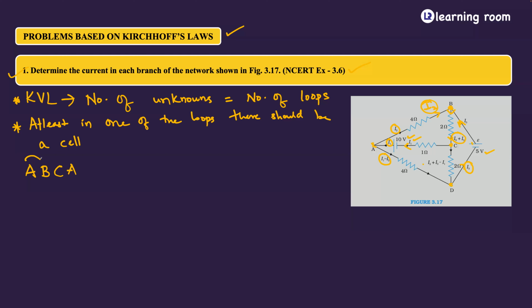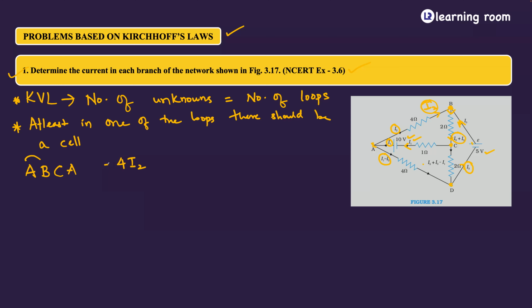Current is I2, resistance is 4. So product of both, what is it? 4I2. So potential drop is V is equal to IR. So you will take 4I2, but what are we supposed to take? We need to take a minus sign.